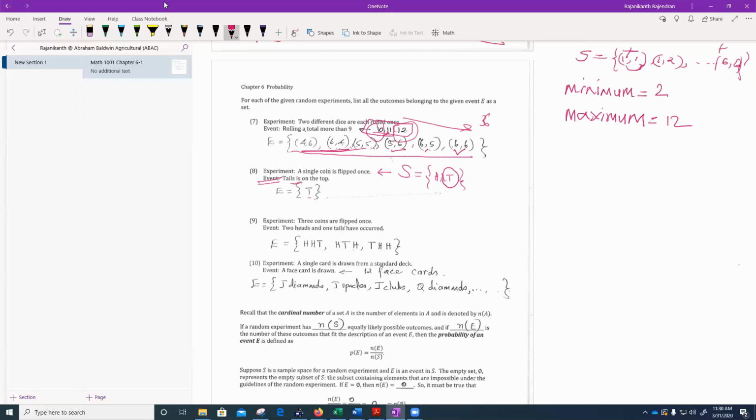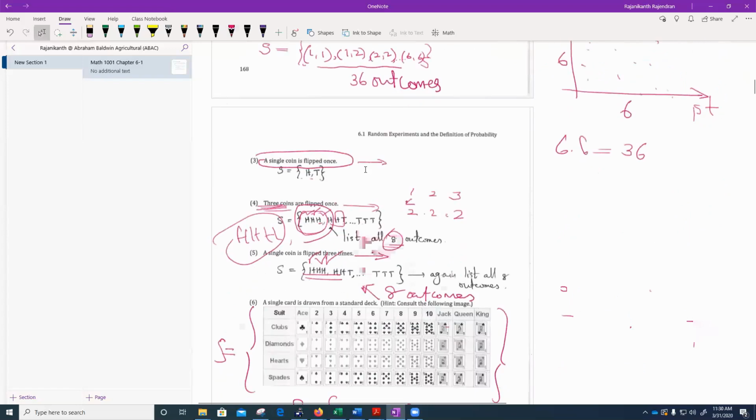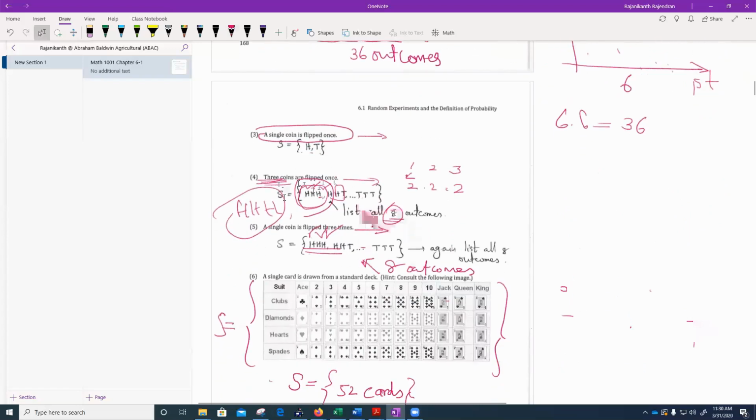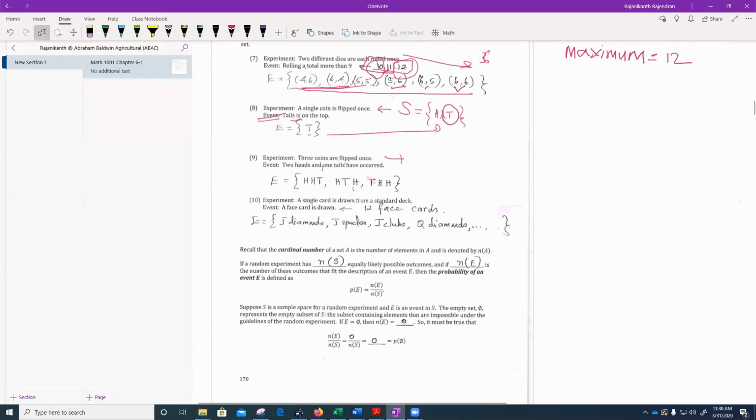Now this one, your experiment, 3 coins are flipped once, right? Therefore, this is like earlier we saw, 3 coins flipping once. We did that just now, right? 3 coins flipping once. So you will have 8 outcomes in your sample space. But I need what? I need only 2 heads and 1 tail, right? You may have 2 heads, tail. You may have 2 heads, tail, and you may have like this, right? So this is going to be my event E. So there are 3 outcomes out of 8, right?